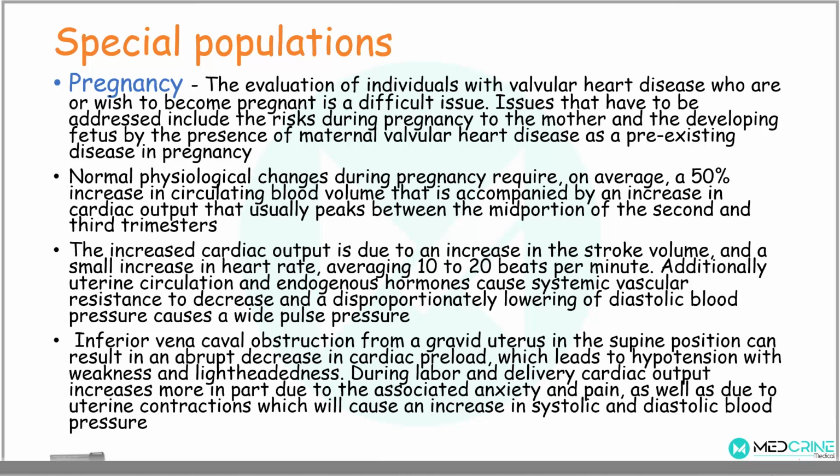Additionally, the uterine circulation and the endogenous hormones cause the systemic vascular resistance to decrease, disproportionately lowering the diastolic blood pressure, causing a wide pulse pressure. An inferior vena cava obstruction from a gravid uterus in the supine position can result in an abrupt decrease in cardiac preload, which leads to hypotension with weakness and lightheadedness.